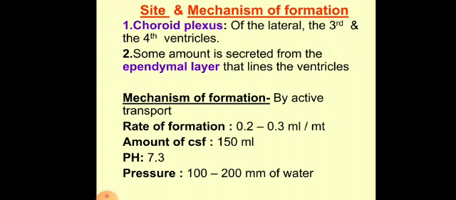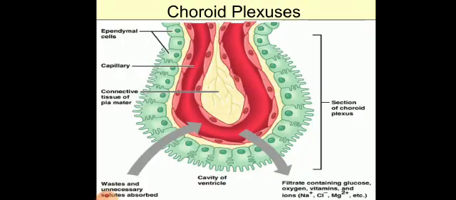Now the rate of formation is around 0.2 to 0.3 ml per minute. The amount of CSF present is 150 ml. The pH of CSF is 7.3 and the pressure is around 100 to 200 millimeters of water. You don't say mercury here, it is water.